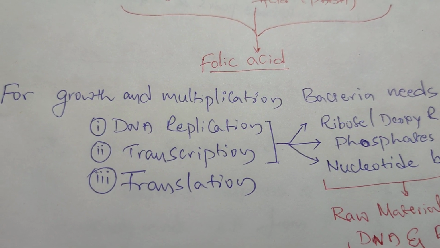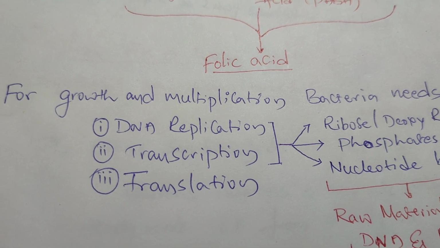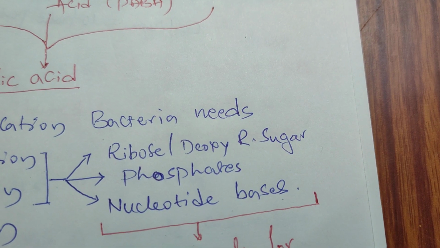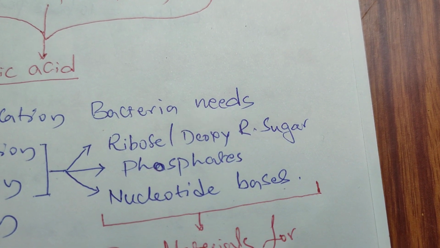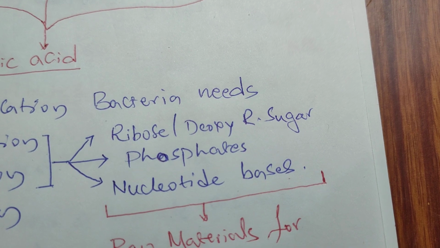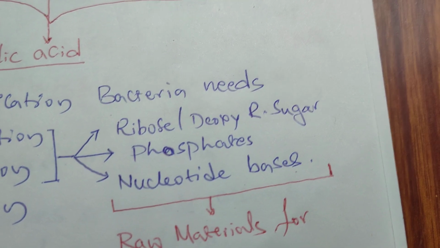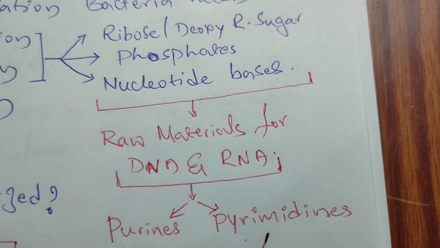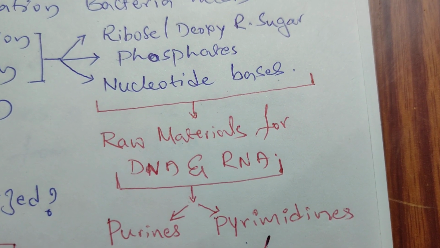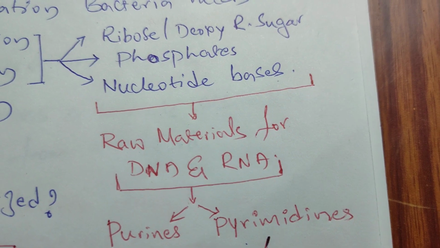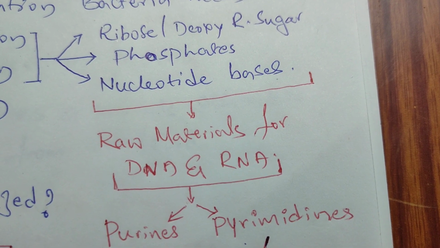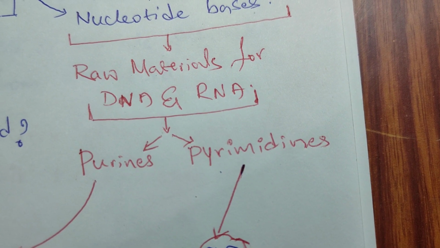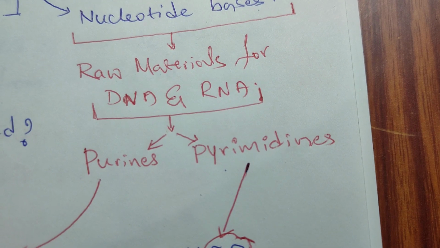And now let us go for DNA and RNA. These DNA or RNA essentially possess three chemicals. What are those? Ribose sugar or deoxyribose sugar, that's one. Second one is phosphates. Then third one is nucleotide bases. Is it not? These are all the raw materials required for DNA and RNA synthesis. But specifically, when we talk about nucleotide bases, they are basically of two types. What is that? Purines and pyrimidines. Adenine and guanine, cytosine and thymidylate.